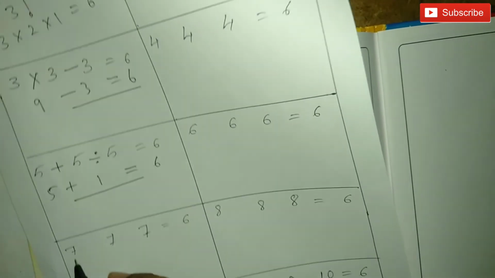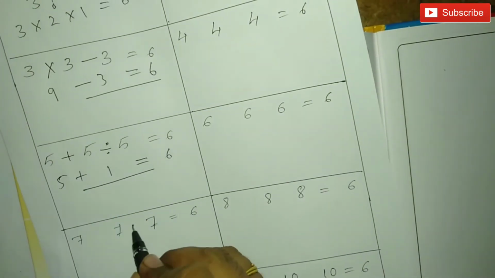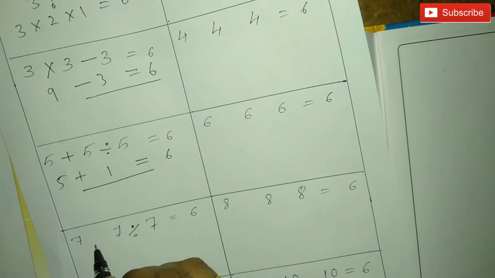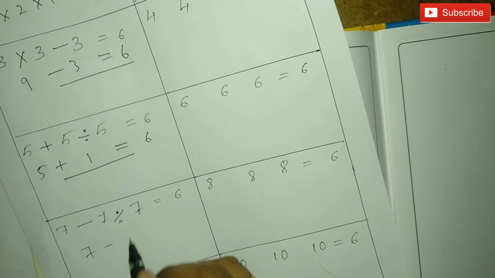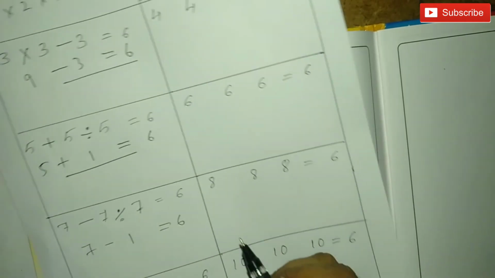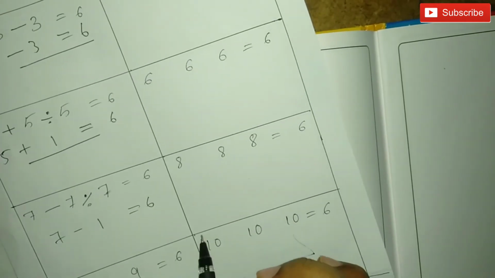Now 7 is also like 5. Here we have to divide and here we have to subtract, because 7 minus 1 equals 6. It is so simple. Are you getting this?